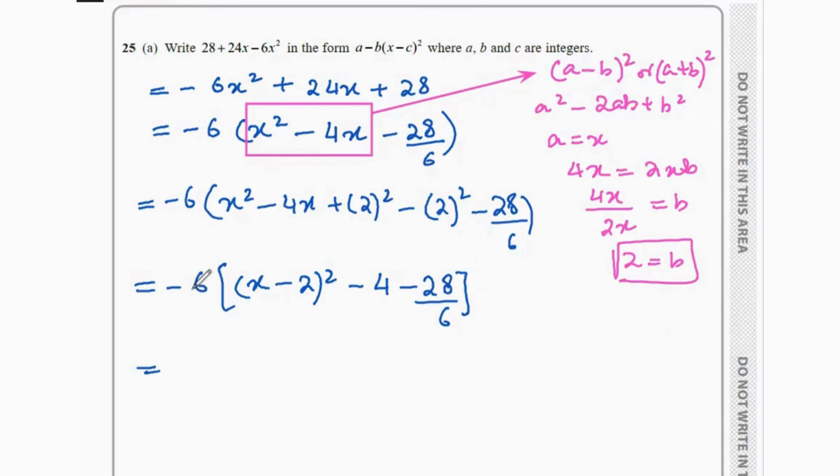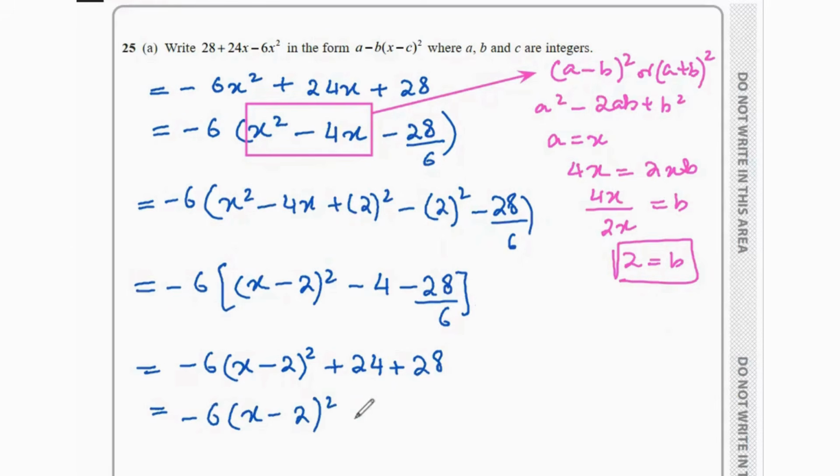Now we multiply negative 6 with the entire thing. So negative 6 times the bracket. We don't expand the bracket because they're not asking us to do that. Negative 6 times negative 4 is plus 24. Negative 6 times negative 28 over 6 is positive 28. So that is going to give us negative 6 times x minus 2 whole squared plus 52. This is our answer in completing square form as mentioned in the question.